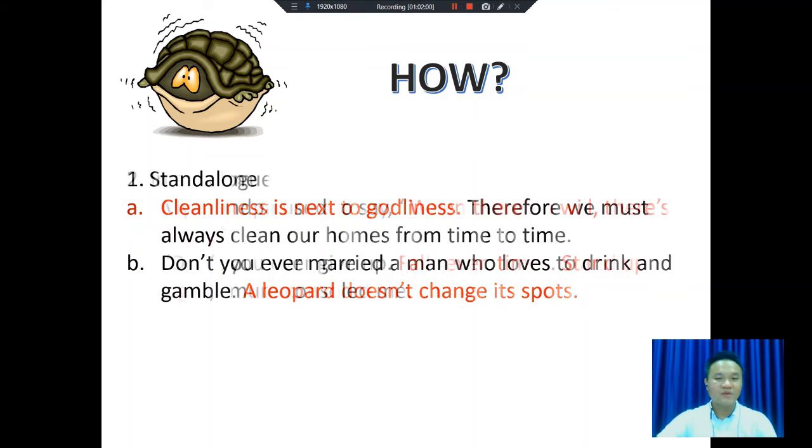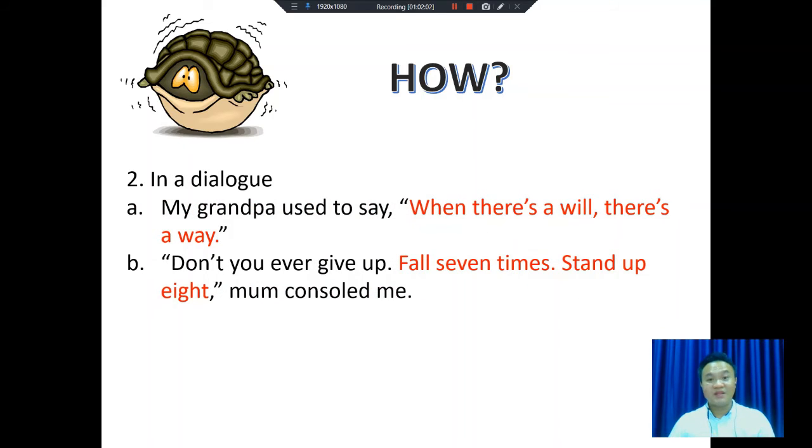Now the next way is in a dialogue. You can use a proverb in your dialogue as well. So, my grandpa used to say, when there's a will, there's a way. This is another way you can write proverbs. Now, don't you ever give up. Fall seven times, stand up eight times, as Mom consoled me. So this is another way you can use proverbs in your dialogue, in your conversation.